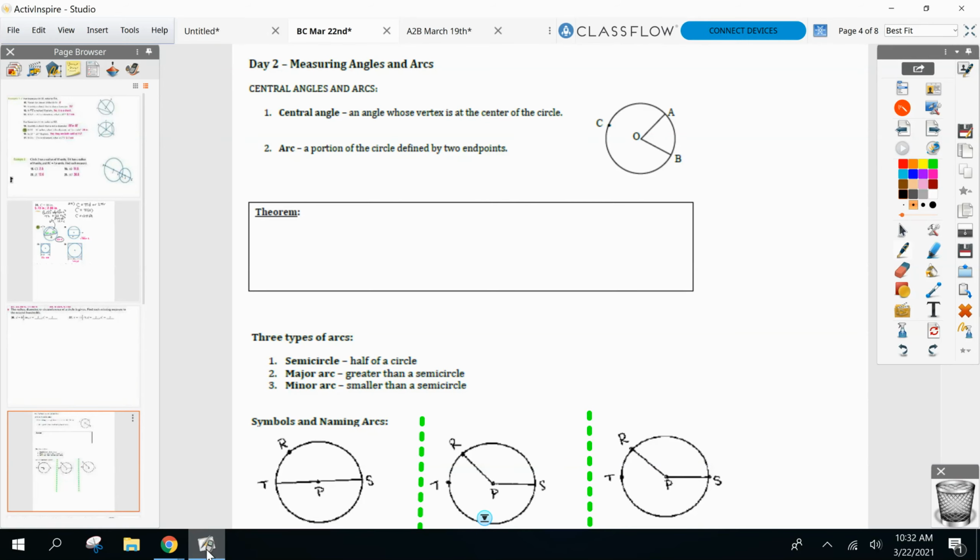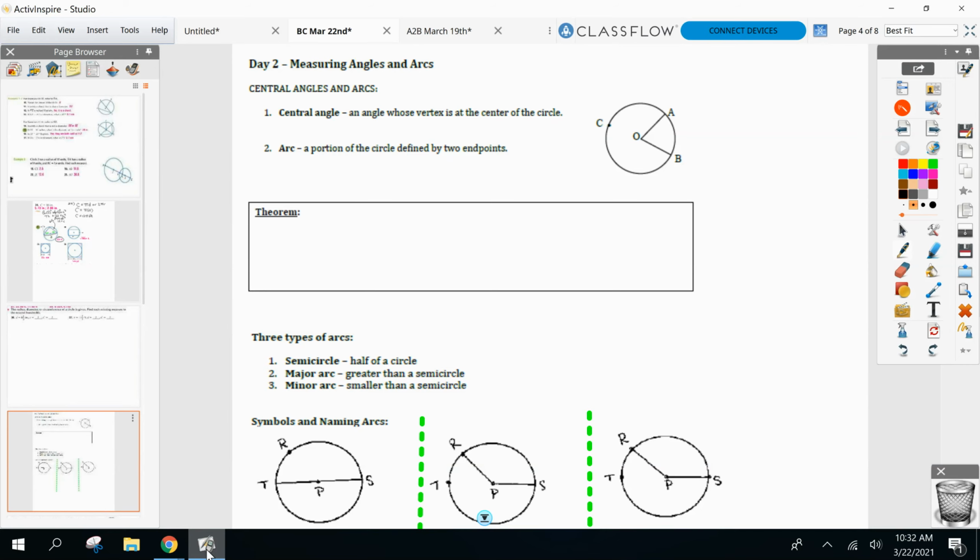Going to get right into it with a new part of a circle, new vocabulary term, and that is a central angle. What is a central angle as far as the circle is concerned? You guys can read it. It's an angle in the circle where the vertex, where the two sides of the angle meet, is the center. It's got to be the center.